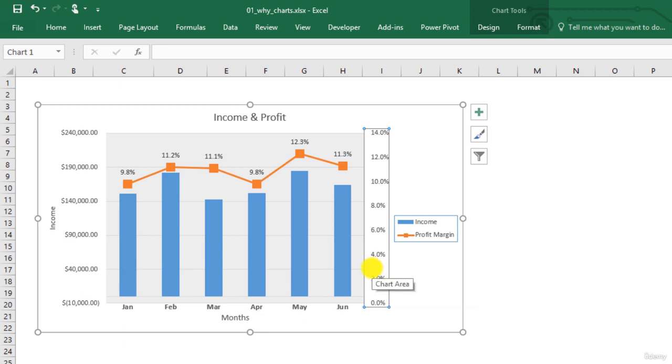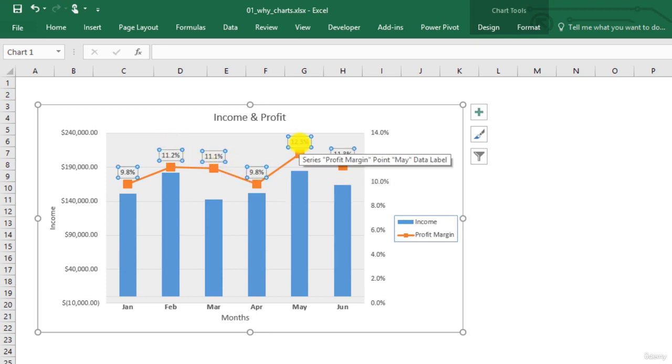You can also notice that we have this informative box on the right hand side displaying what these bars and lines represent. These are known as the legends of the chart. So this blue bar is representing the income and this orange line with orange markers is giving us the profit margin. You can also notice that we have these numerical values on the top of the profit margin. These values are known as data labels.